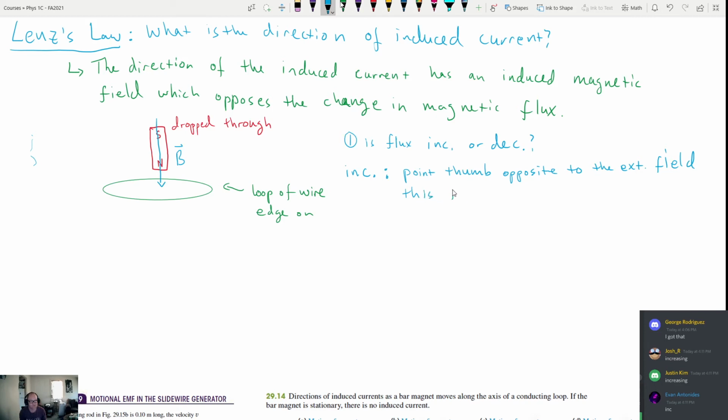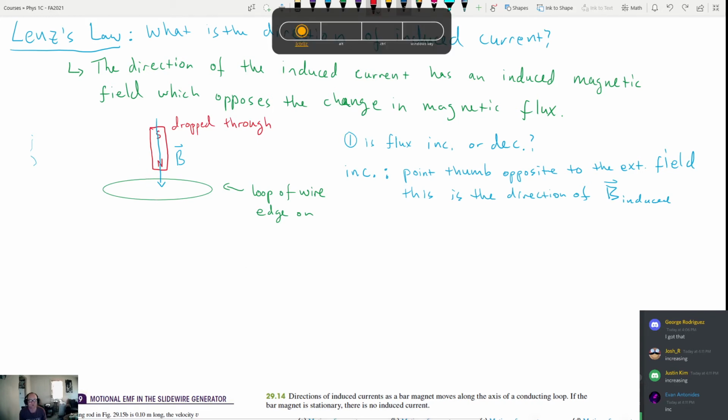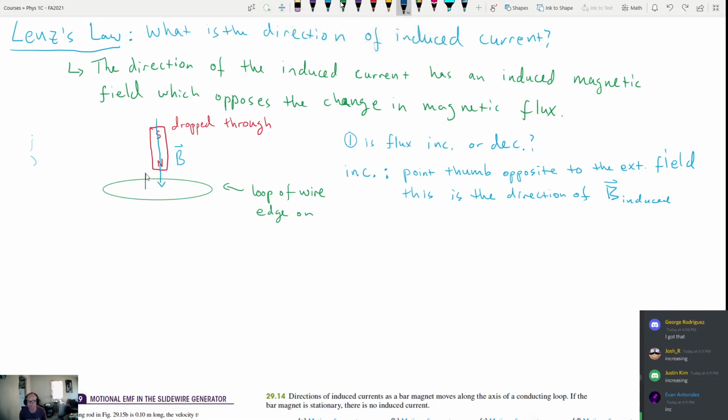This is the direction of what I'm going to call B induced, the induced magnetic field. Okay? So that means that the induced magnetic field in my wire now is going to be pointing this way. Okay, let's use a different color. Let's use this color. My induced magnetic field goes this way now, okay? I'm going to draw it on my picture, right?